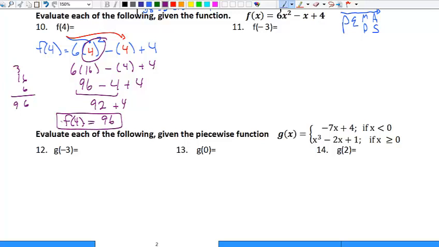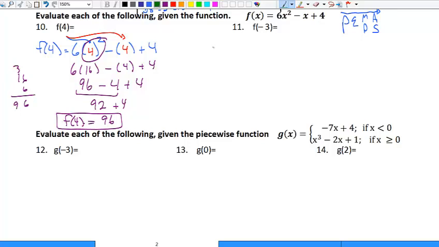And then someone usually raises their hand and asks, hey, do I really have to write the f of 4 equals 96? No, if you just write 96 and box that as your answer, that's fine. You're going to get credit for it. But f of 4 equals 96 is the proper way of writing it.